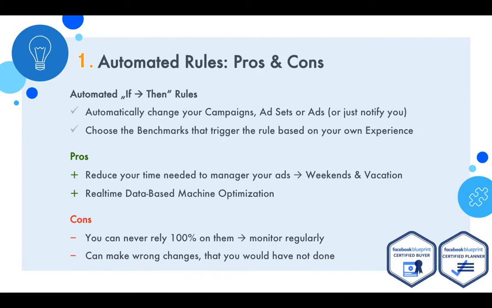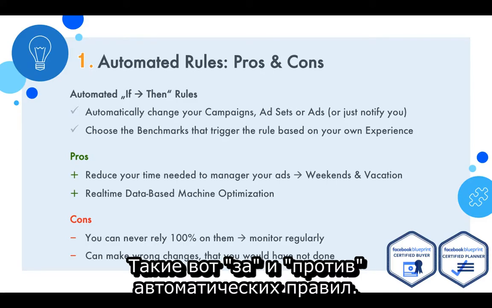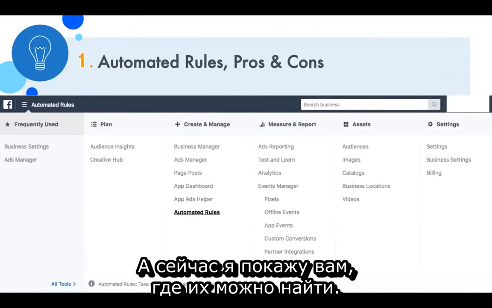And then they can make the wrong changes that you would probably not have made, just because you have defined them in a not 100% correct way. So these are the pros and cons for automated rules, and I will show you where you can find them.